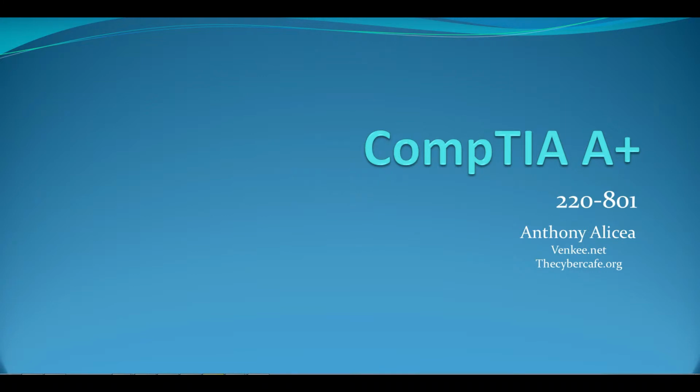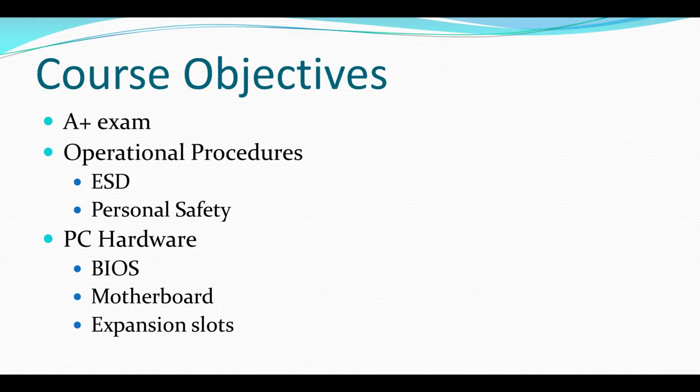So here we go. We're going to begin with a quick overview of the course objectives. Obviously, this is for the A+ exam, so we're going to be dealing mainly with topics relating to computer hardware, software, and servicing said units, as well as dealing with customers. So we're going to start the course out in the Operational Procedures Department, where we'll talk about things like ESD, electrostatic discharge, and just overall personal safety.